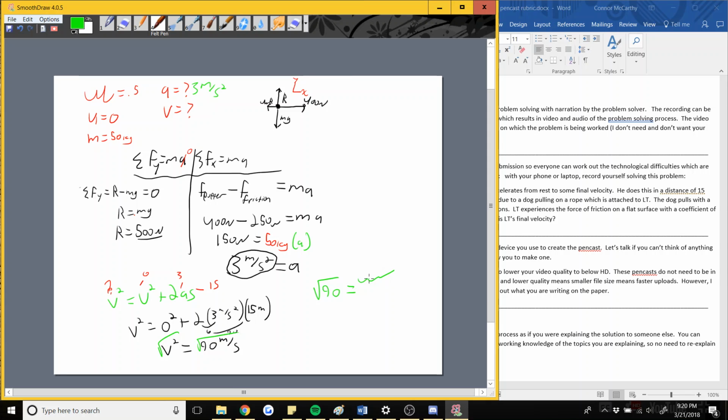Let me pull out my calculator real quick. How about this? Hey Google. Okay Google. What's the square root of 90? Square root 90 is approximately 9.487. You heard that? Meters per second.